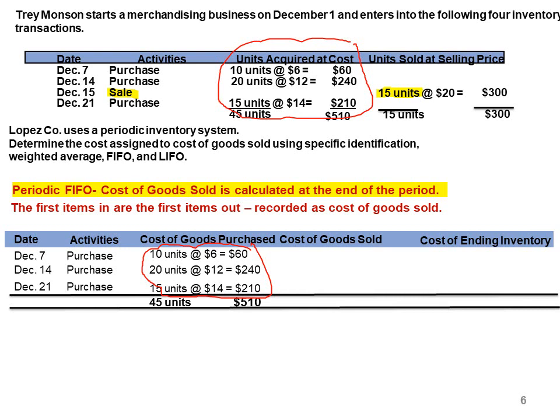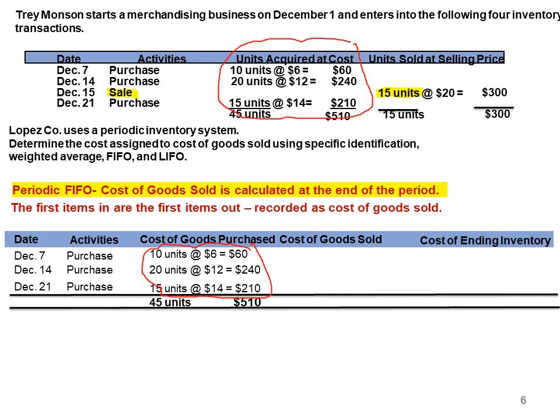So if I'm going to sell many items during the month, I will have to calculate the cost of goods sold each time a sale takes place. This is if I'm following the perpetual system. But under periodic system, which we're going to start to solve now, cost of goods sold is calculated only once at the end of the period.